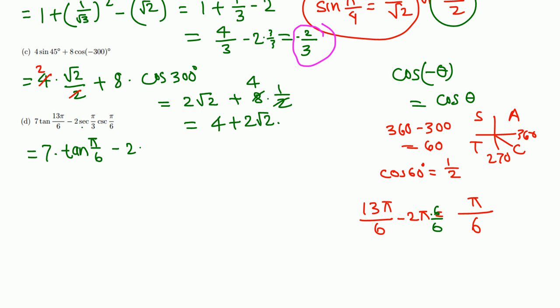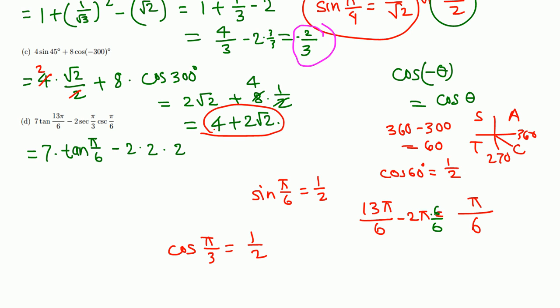Secant is the reciprocal of cosine, and we know the value of cosine pi over 3. Cosine pi over 3 is 1/2, so the reciprocal means just flip this fraction, that will be 2 times cosecant pi over 6. Cosecant is the reciprocal of sine, and sine pi over 6, that's 30 degrees. Sine 30 is 1/2, so cosecant means the reciprocal of 1/2, which is 2. This is the answer for the previous question.